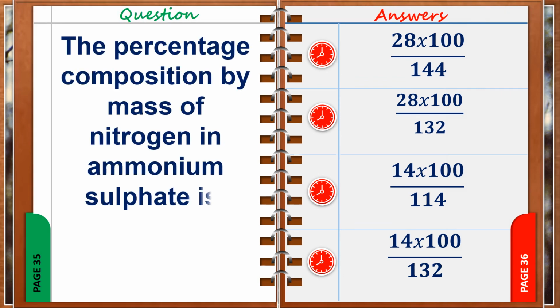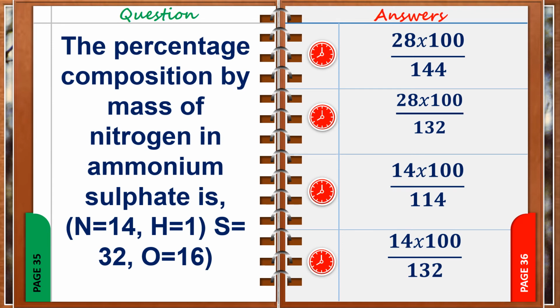The percentage composition by mass of nitrogen in ammonium sulfate is, given that nitrogen equals 14, hydrogen equals 1, sulfur 32, and oxygen equals 16. (28 × 100/132).